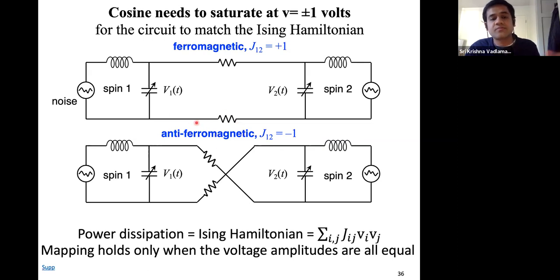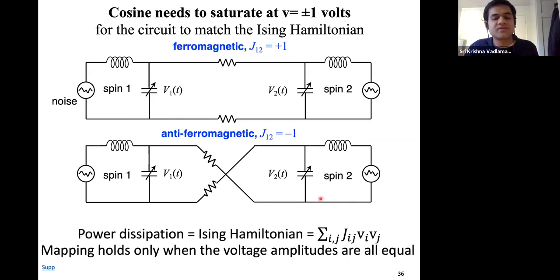So it turns out that when you build it this way, for J plus 1, if you do this, J minus 1, if you do this, you will in fact get a power dissipation that looks like the Ising function. But there is a small thing to note here, and that is all the voltage amplitudes have to be equal. If the voltage amplitudes of the capacitors are not equal, you would get something like a spin 0.5 here and spin 1 here and stuff like that.